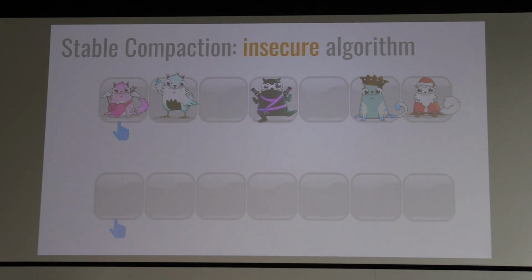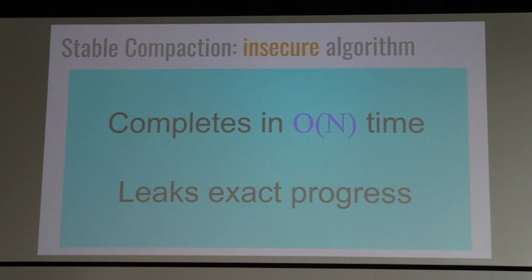Like you would linearly scan through the input. Whenever you encounter Cupid kitty, you write it down in the output array. You move your pointer forward. Encounter birdie kitty, write it down. Move forward, empty, don't do anything. Move forward, ninja kitty, write it down, and so on and so forth. So as you can see, this will complete in linear amount of time.